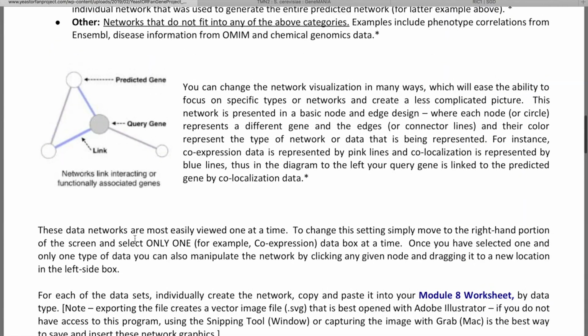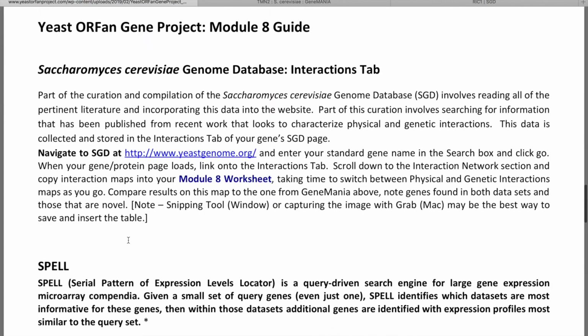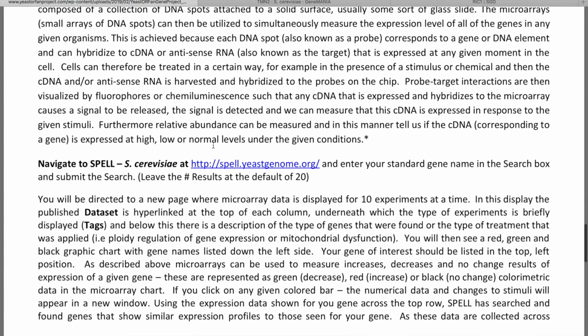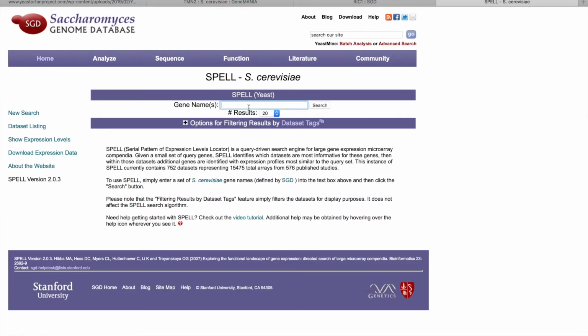So now moving on to SPELL. So we will open up that link and enter the gene name, so TMN2, and press search.